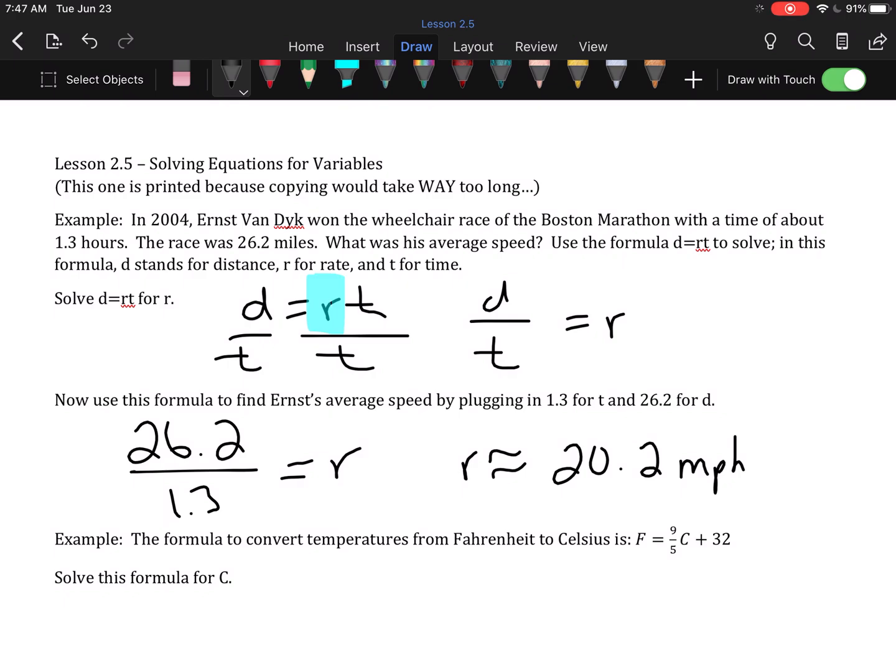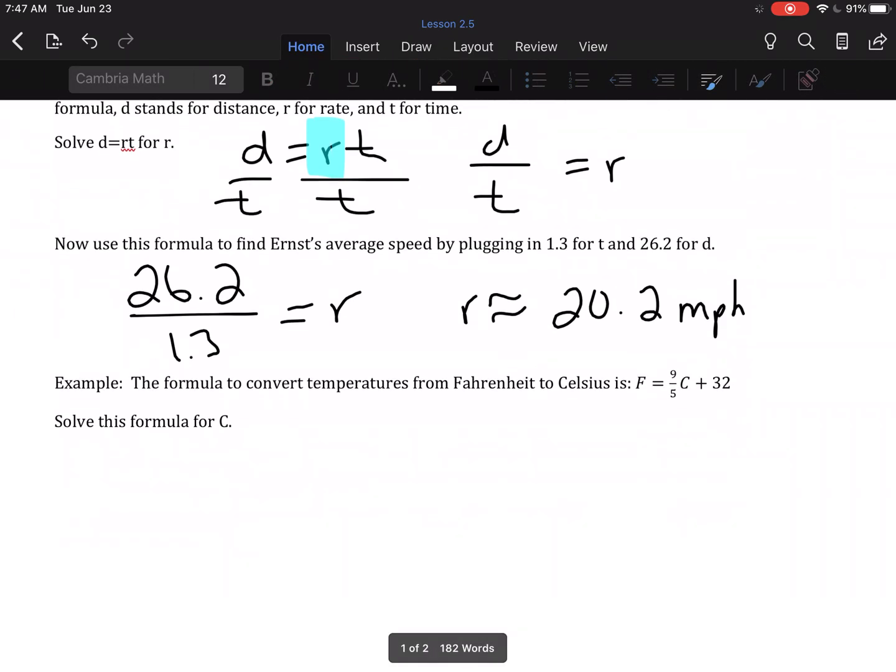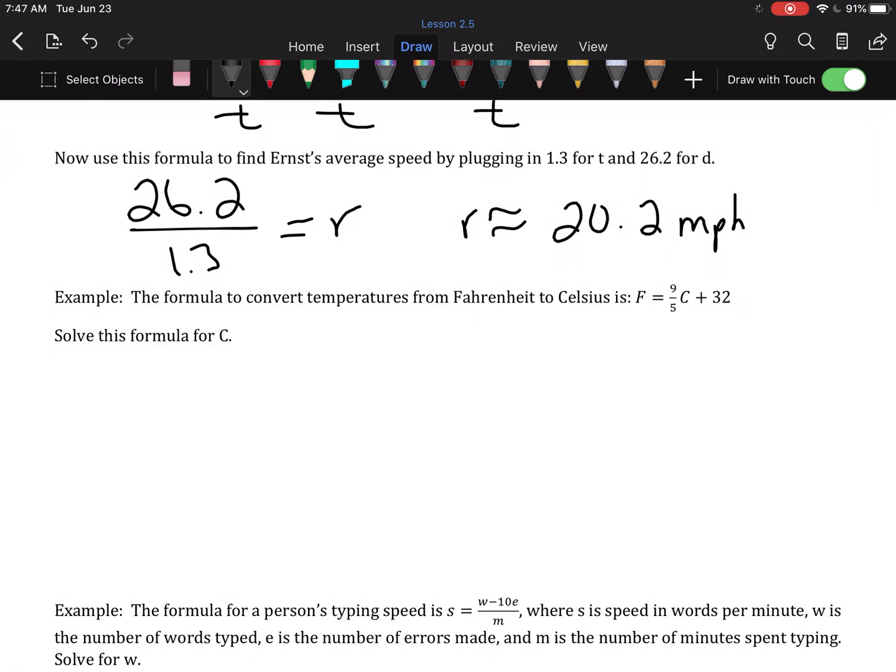Next example. The formula to convert temperatures from Fahrenheit to Celsius is F equals 9/5 C plus 32. Capital F, of course, is the temperature in Fahrenheit. Capital C is the temperature in Celsius. We are being tasked with solving that formula for C. So first, let me copy the formula. F equals 9/5 C plus 32. And we want C to be by itself. Right now, it is not.